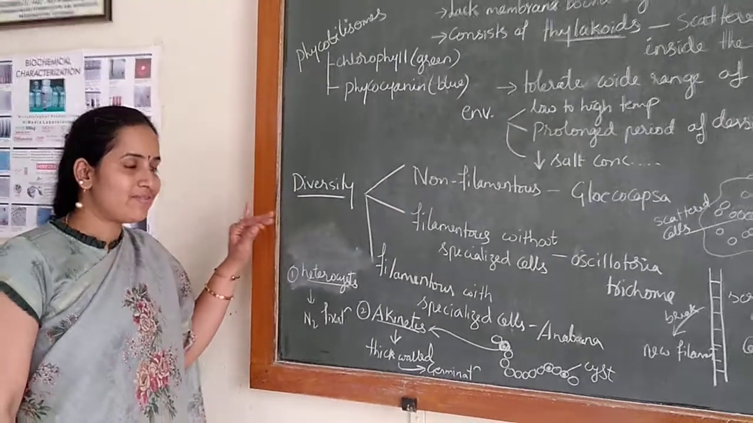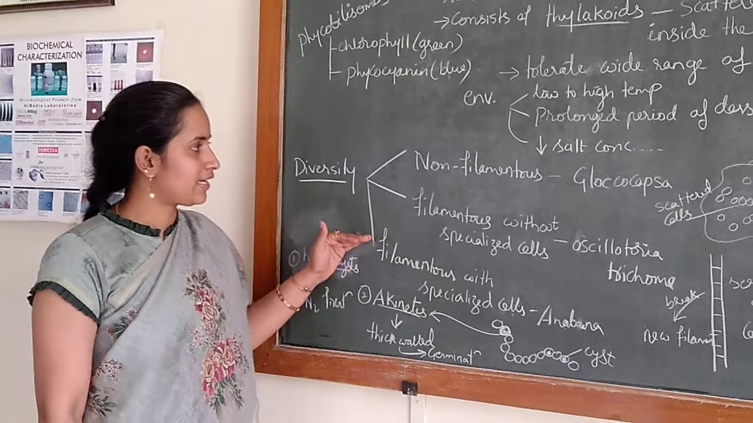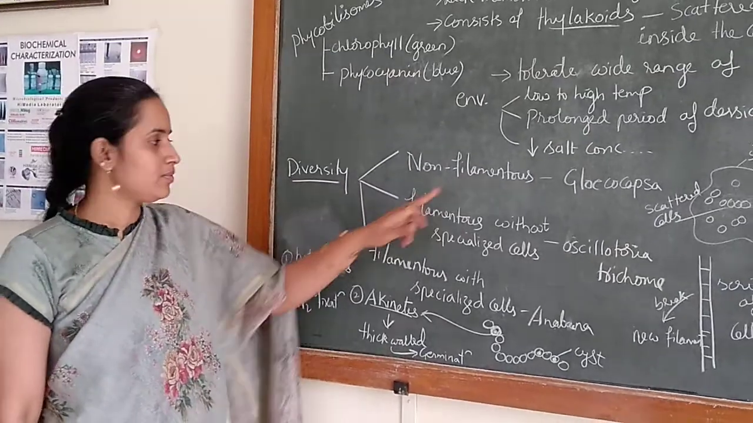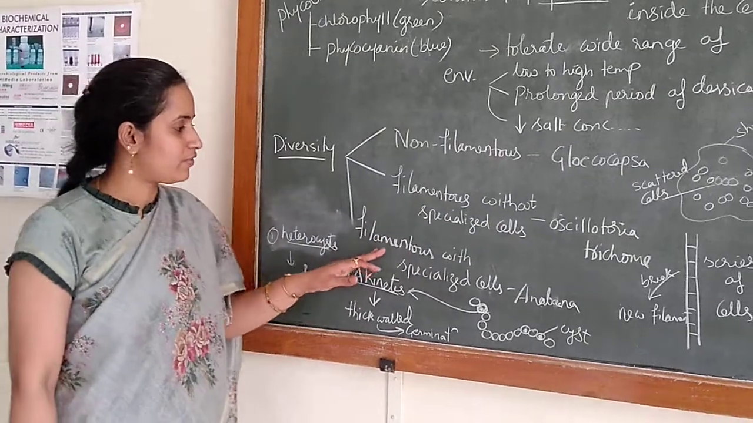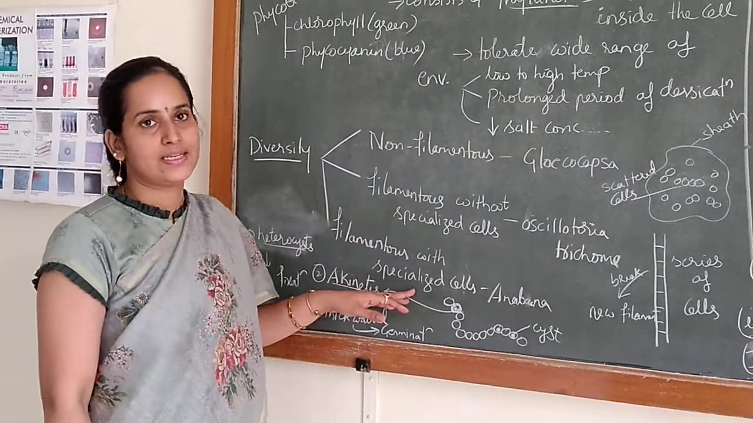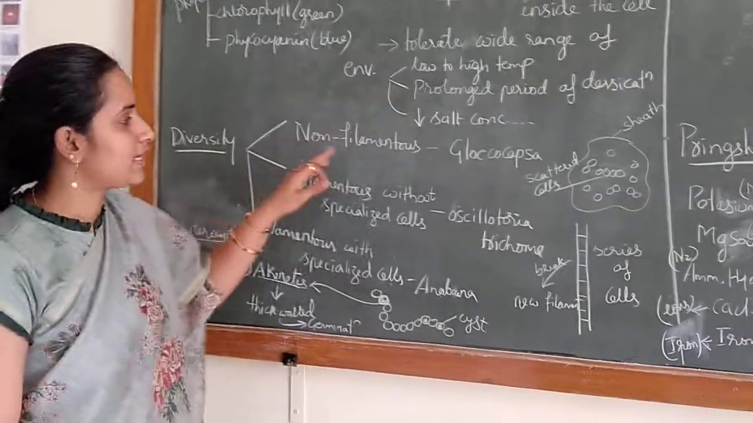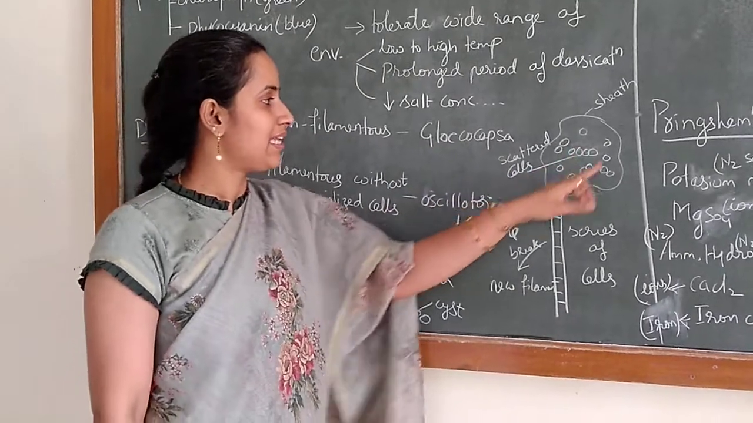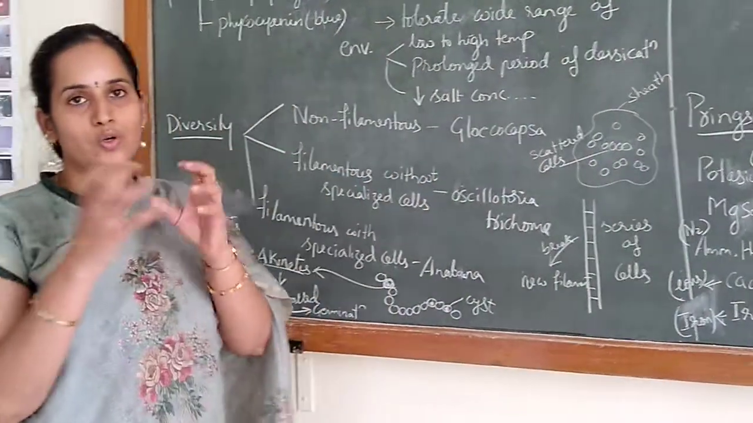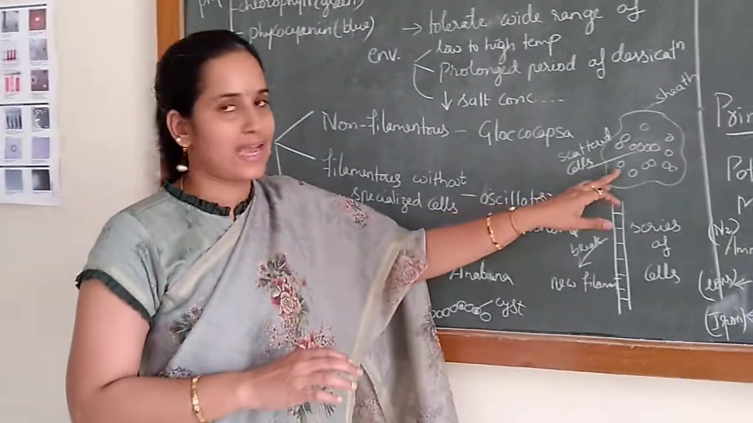Now coming to the diversity of cyanobacteria, they are mostly classified into three types: non-filamentous forms, filamentous without any specialized cells, and filamentous with specialized cells. The first type, non-filamentous, has a good example in Gloeocapsa, where the cells are enclosed in a mucilaginous sheath and scattered.